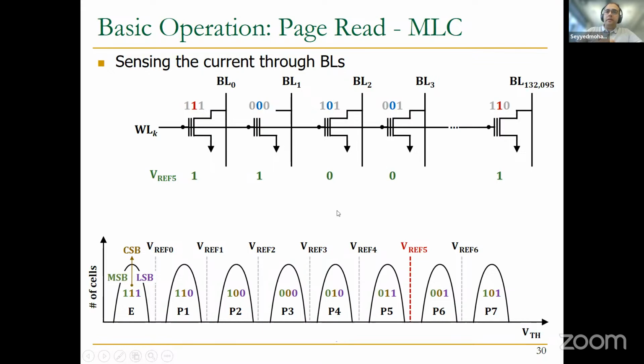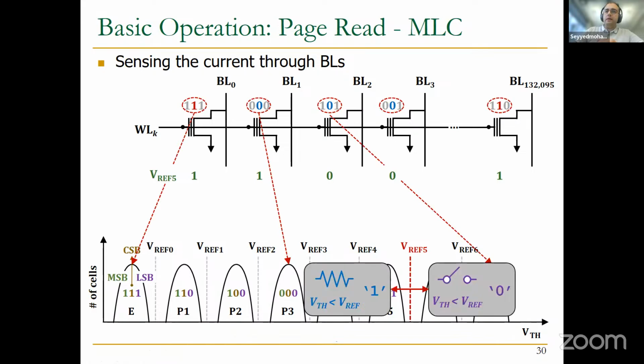But for example, this one, 0, 0, 0. Here again, since you apply VREF5, you read 1, because VREF5 is higher than the threshold state of 0, 0, 0, which is P3. But this is wrong, right? We need to read 0 here. So that's important, that you need to apply other reference voltages. And in the end, somehow combine the sensing values to reach the exact data that you want to read.